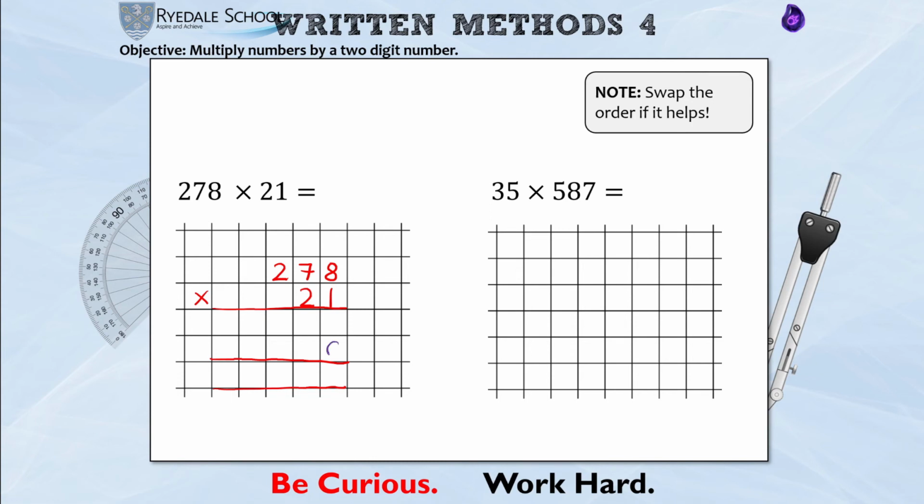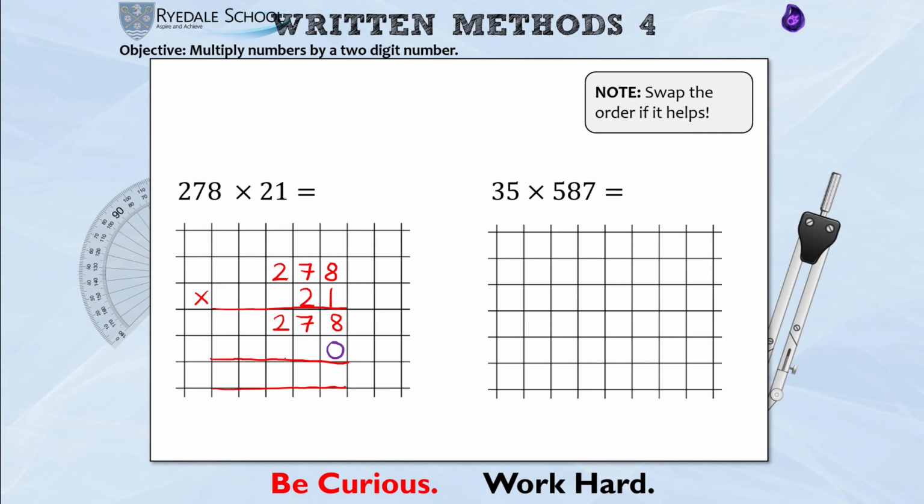And I'm going to put my magic 0 in now so I don't forget. So this first line is for 278 times 1. Don't need to think about that. 278 times 1 is just 278. The second line is for 278 times 20. Or with our magic 0, we are going to just do 278 times 2.